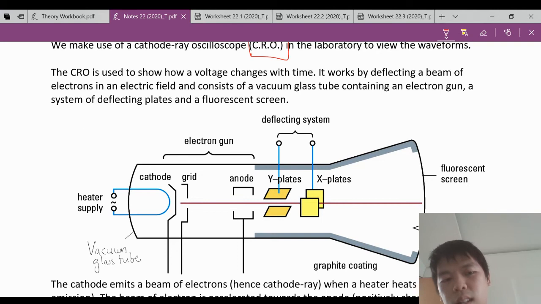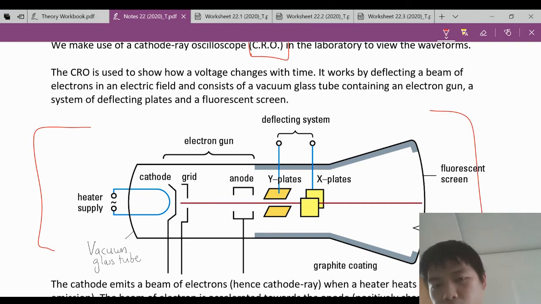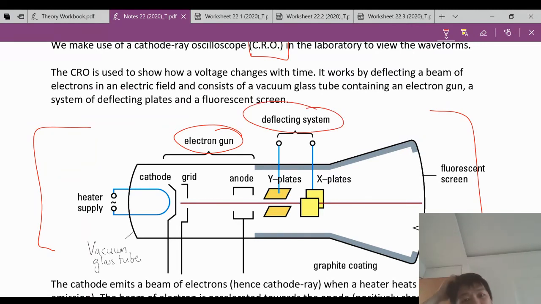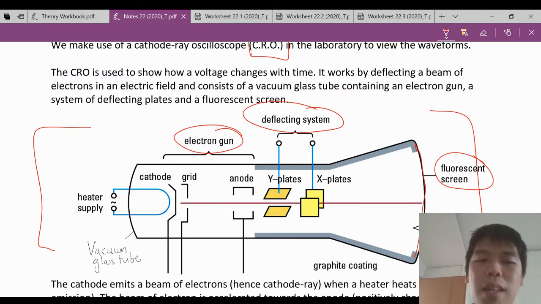So this whole thing here is a vacuum glass tube. In this vacuum glass tube, there is an electron gun portion. This is where the electrons are shot out. At the same time, there is a deflecting system that deflects electrons using an electric field. Last but not least, there's a fluorescent screen. Fluorescent means when electrons hit it, the screen gets excited and produces visible light that we can see. So this is how the setup is.